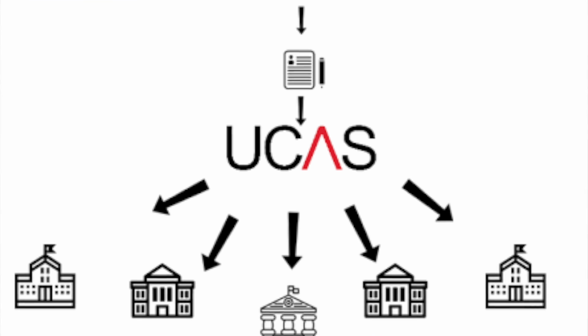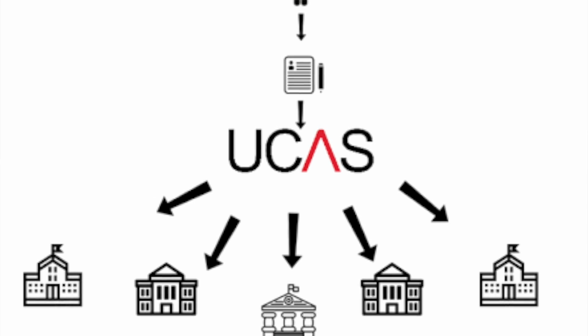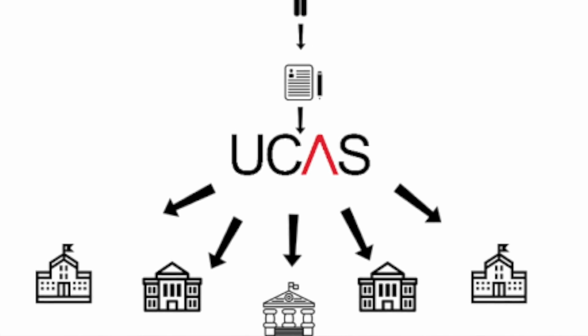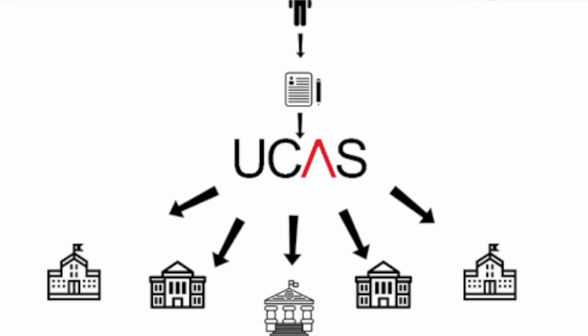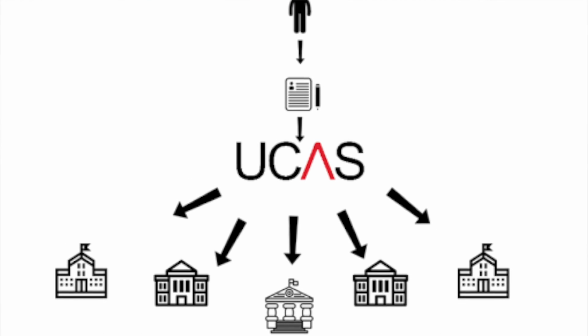So what UCAS basically does is they're in between you and the universities, and they allow you to write out one application, and then they send it to up to 5 universities. So you can imagine how wonderful that is. All you need to do is just one application. First things first, you want to create a UCAS account. All you need is an email address, create your password, and that is the first step to applying to the UK.